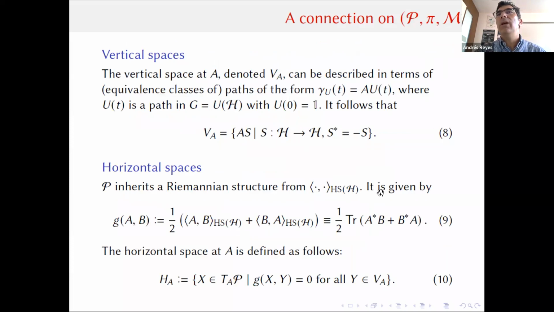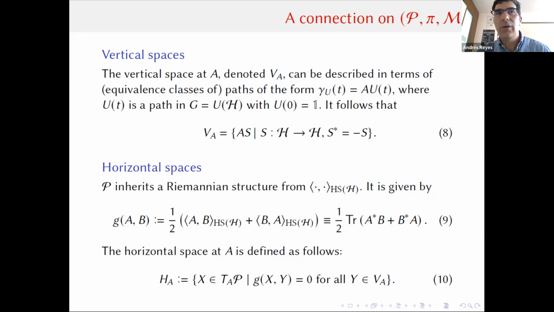And then we will have a well-defined notion of vertical spaces because we have the projection. And we can therefore characterize the vertical space in terms of the tangent space. Here we have a Hilbert-Schmidt operator, so the tangent spaces are just the space itself, and we can characterize the vertical space at A by this condition. So it is the set of elements of the form AS, where S is anti-skew. Now, the vertical spaces are induced by the projection.